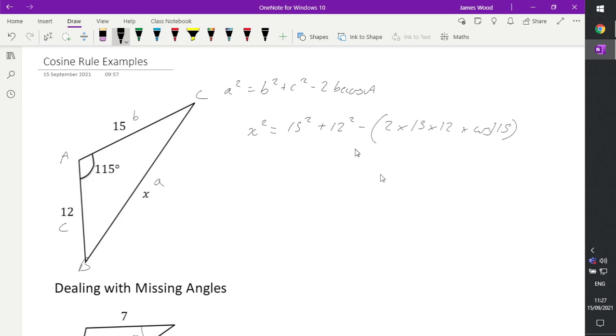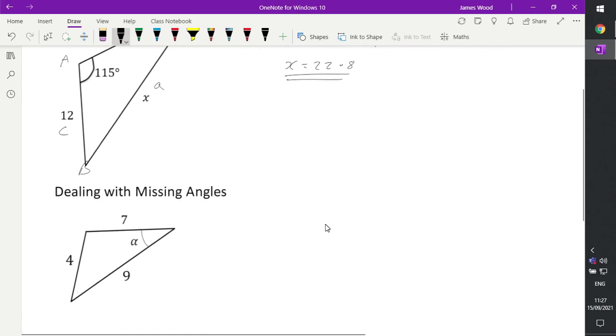Now this one I could probably type into my calculator basically like this. I can just type in the whole right hand side. So 15 squared plus 12 squared minus, and then in brackets, 2 times 15 times 12 times cos 115. And that'll give me x squared. Now I can square root it. So x is 22.8. There we go.